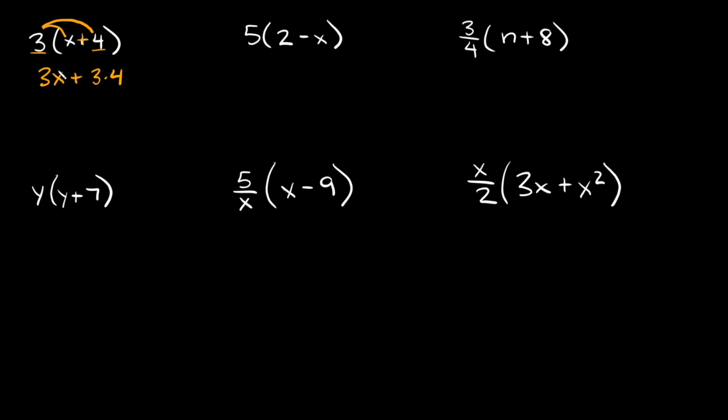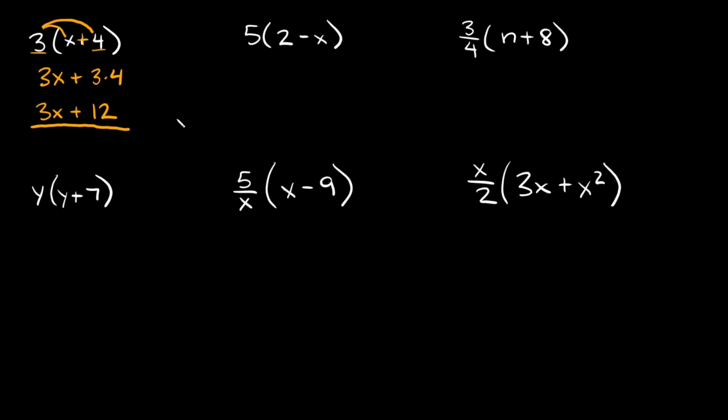Okay, so simplifying some things, 3x stays as 3x. We can't simplify that anymore. And then we're going to add that to 3 times 4, which is 12. Okay, so this would be your simplified answer, 3x plus 12.